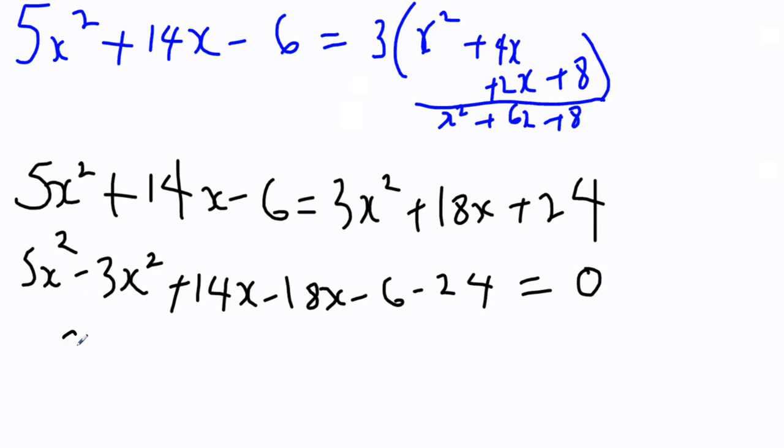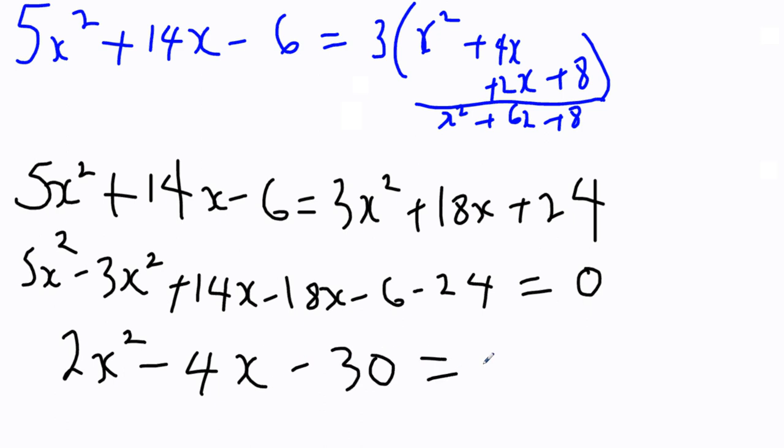So this becomes 2x squared minus 4x minus 30 equals 0. Now we can factorize, can't we? But before that, we want to divide all through by 2 to have x squared minus 2x minus 15 equals 0.